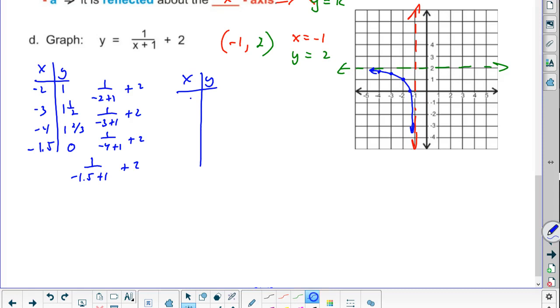So this one we're going to start with 0. So you get 1 plus 2, which is 3. Again, I'm just looking at the original. Putting in 0, that's a 1 and that's a 2. So that's a 3. 0, 3. Going to use 1. 1/2 plus 2 is 2 1/2. So 1 is 2 1/2. If I use 2, now I have a third. I get 2 1/3. You see the mirror image?